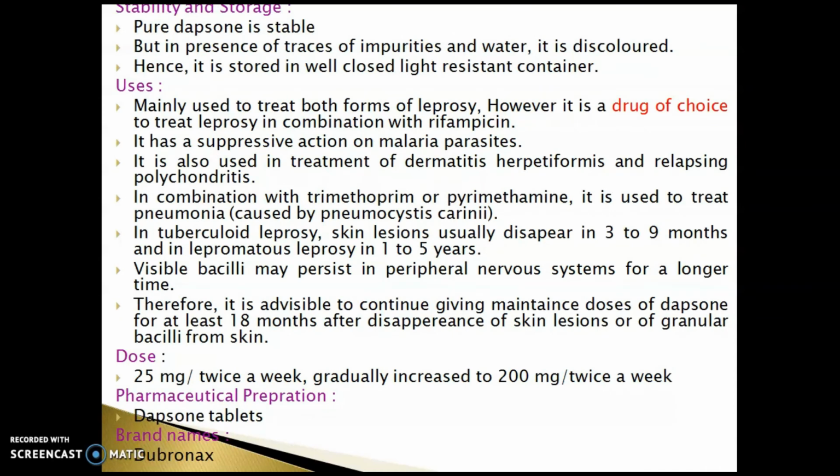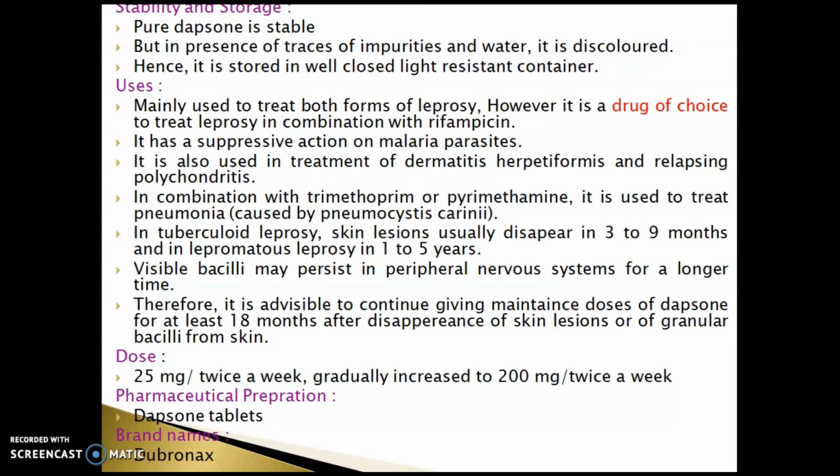Next, stability and storage. Pure dapsone is stable, but in the presence of traces of impurities and water, it is decolorized. Pure dapsone is stable in the environment, but dapsone having some impurities can affect the drug or the product. Hence, it is stored in a well closed, light resistant container.